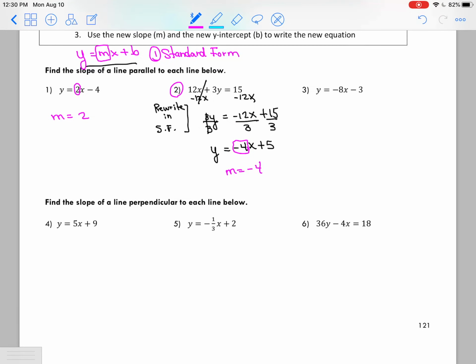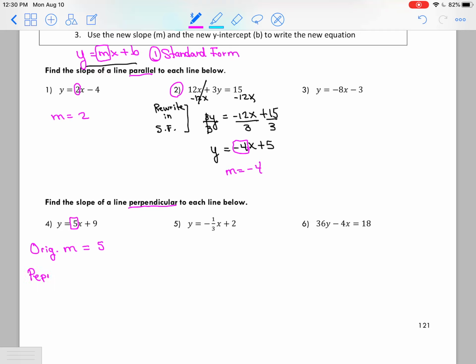All right, let's jump down to question number 4. Now, in these 3 examples, we're looking for a line that's perpendicular versus parallel, which is what we did above. Question number 4, this equation's already in the right form. Here is our original. So if our original m is equal to 5, we need the opposite sign.